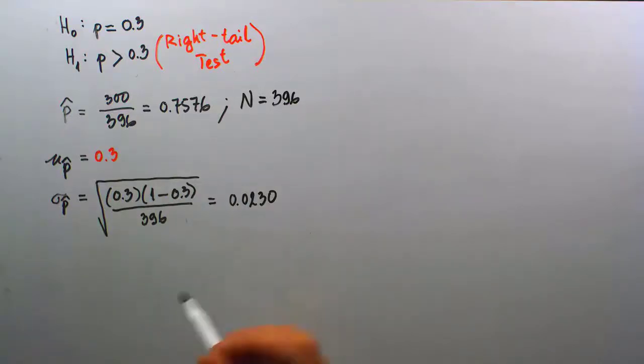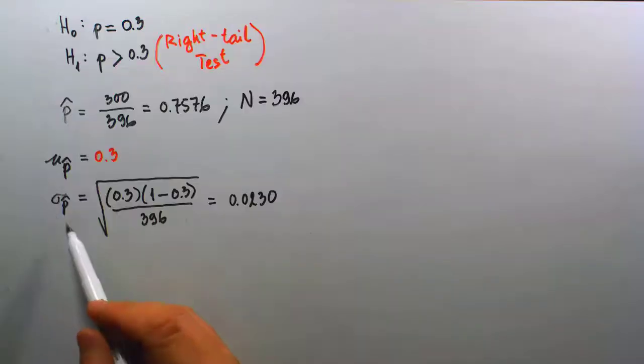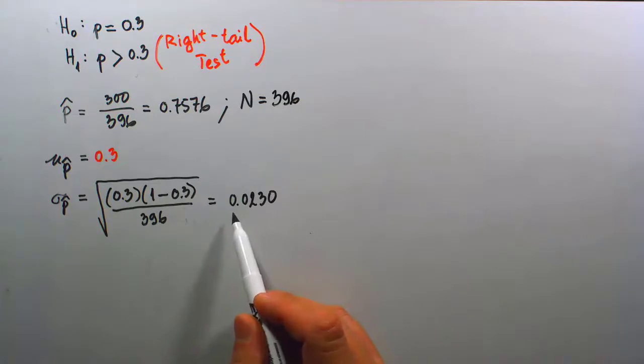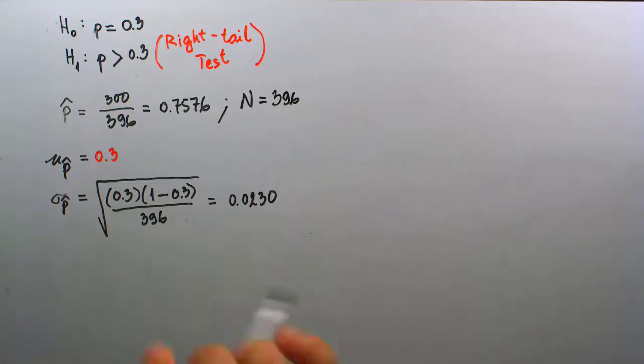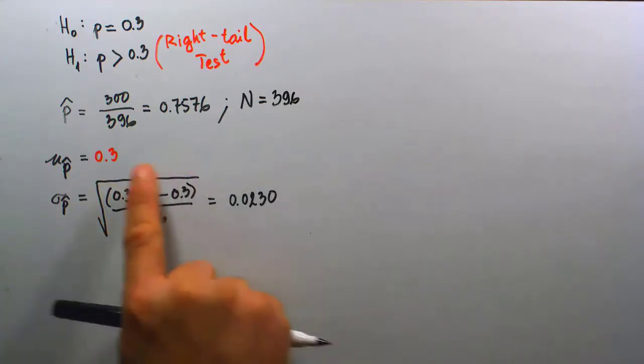And so now that we have sigma p hat calculated as 0.0230, recall that this formula came out from the days we studied the central limit theorem.